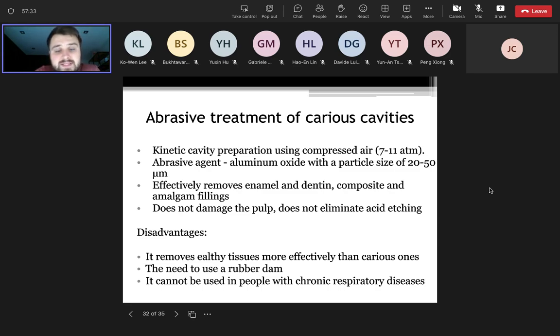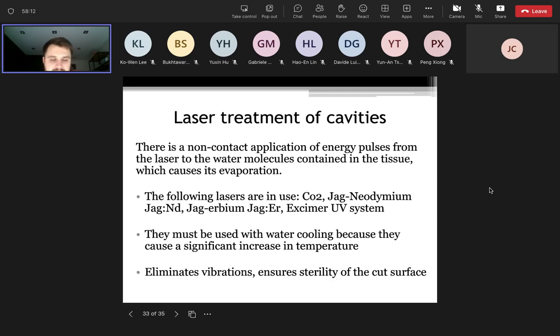We also eliminate the acid etching from the cavities, but there are some disadvantages of this technique. This technique is really nice, but the main disadvantage is that it removes healthy tissues more easily than the carious ones. So we remove it more effectively, and it is hard to do it the proper way. We need to use the rubber dam, and we cannot use this technique with people with chronic respiratory disease, like anything we do in the oral cavities.